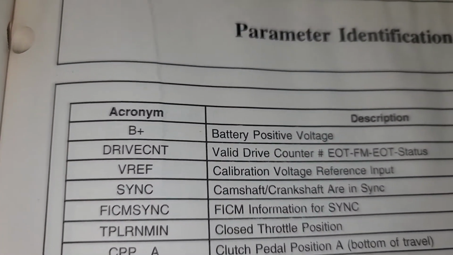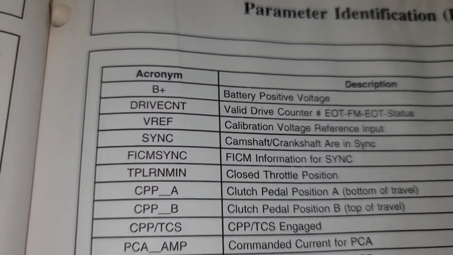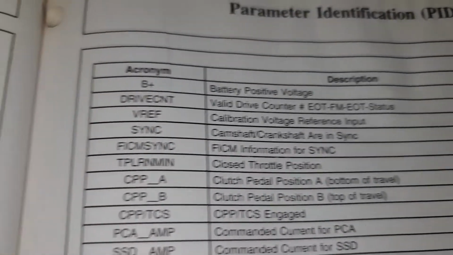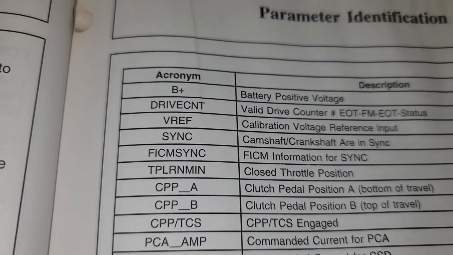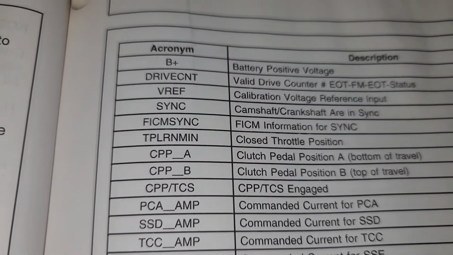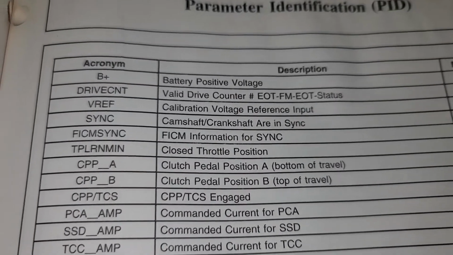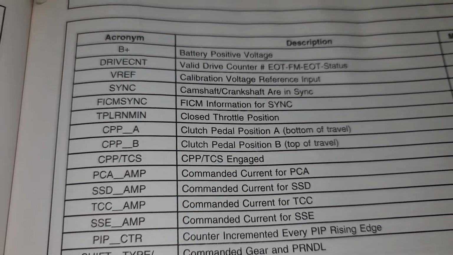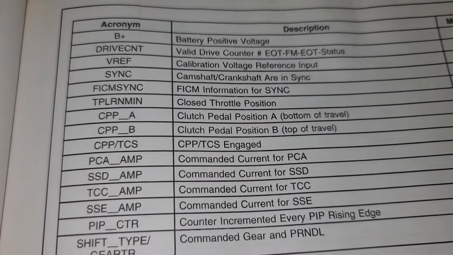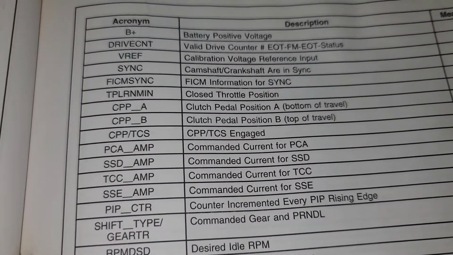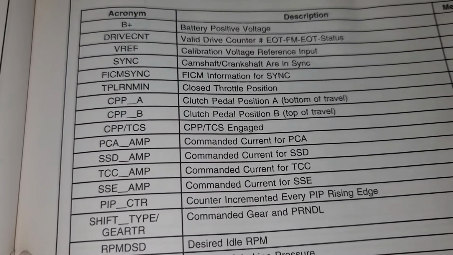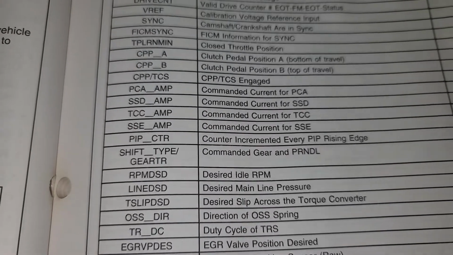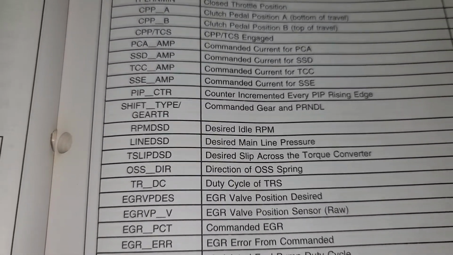B plus is easy. It's battery positive. Drive count, vehicle reference. So that's the voltage reference. Right there it's saying calibration voltage reference input, but it just means voltage reference. Sync is for your camshaft and crankshaft. Again, you can see it's telling you what they are. It's just making sure everything's there. FICM sync. Diesel owners who have a 6.0 most likely know what a FICM is. They probably paid somewhere between $500 and $900 for one at some point. Let's see what some of the other common ones are.